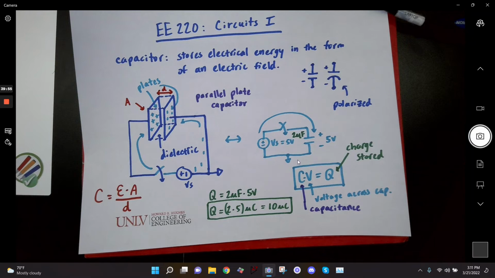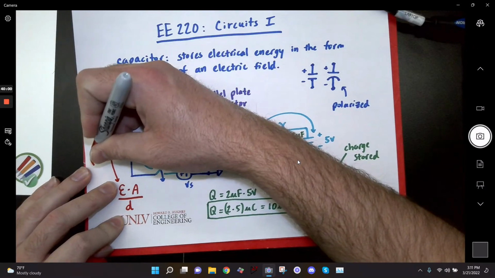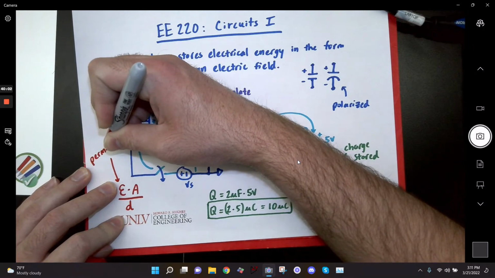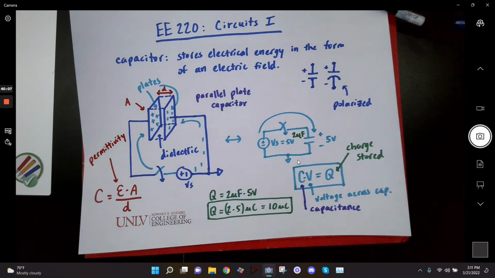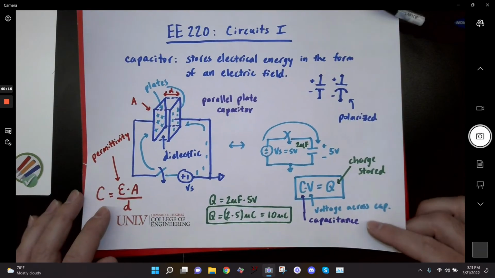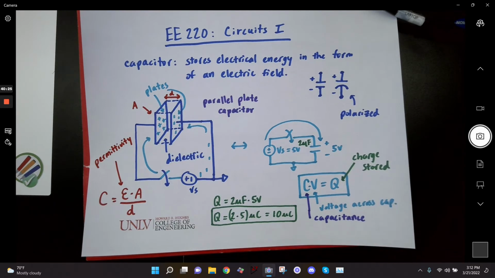Okay? And then epsilon, this is also known as permittivity. You may have heard it before. So there's permittivity of free space, there's permittivity of different materials. That dielectric could be any number of materials. So when you look up different capacitors, you'll see different materials that they're made out of, or their dielectrics are made out of. What permittivity is telling you is how capable this material is of permitting an electric field. That's all it is. We don't really have to worry about it. We're not going to be doing anything crazy with it.